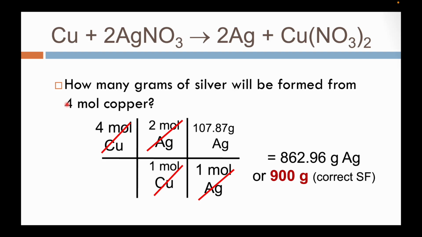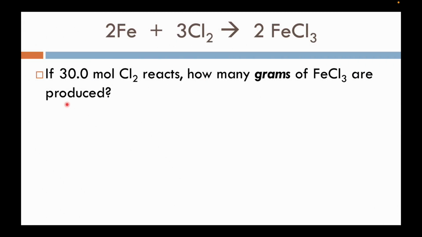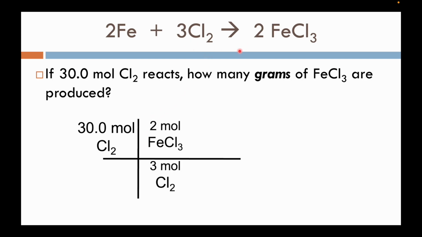The next example, we're going to also have moles reacting, and we're going to find out how many grams are produced. 30 moles of chlorine are going to react. I'm going to find out how many grams, a 3 to 2 ratio. Make sure those moles cancel.